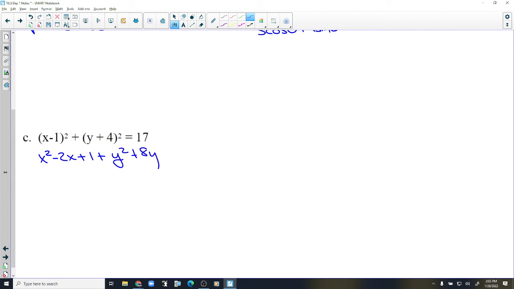Squared plus 8y plus 16 is equal to 17. So we FOIL it out. That's what I recommend you do first on this one. Don't plug it in first. Because now we have this right here.